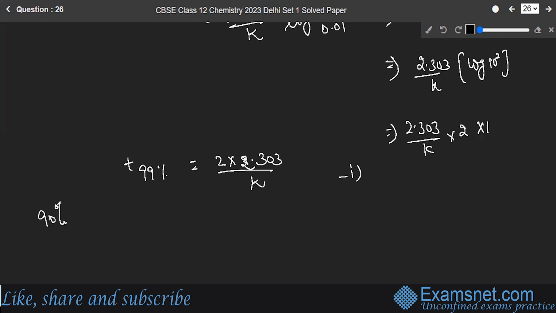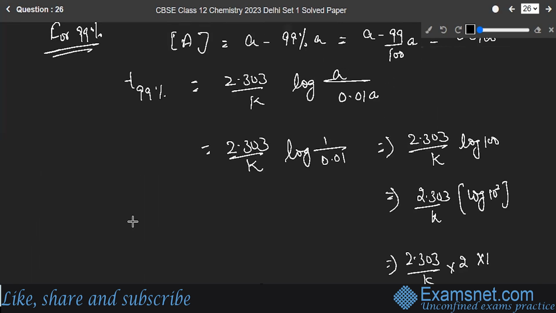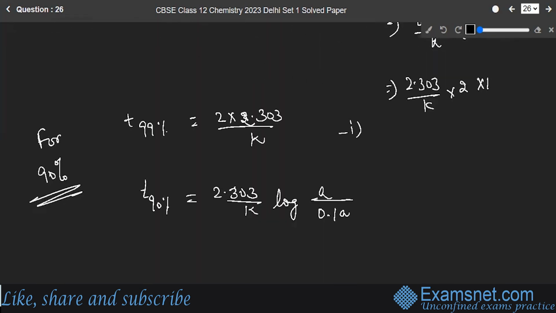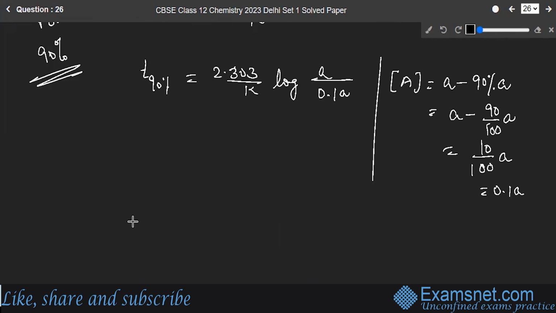And now for the 90% completion. This T 90% will be equal to 2.303 upon K log A upon 0.1 A. Right? See over here, same thing. This concentration, let's find it again. The concentration, this will be given by A minus 90% of A. This is equal to A minus 90 upon 100 of A. This will be equal to 10 upon 100 A, or this is equal to 0.1 A.